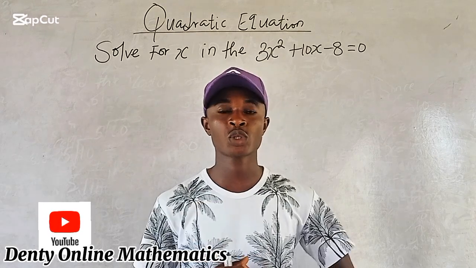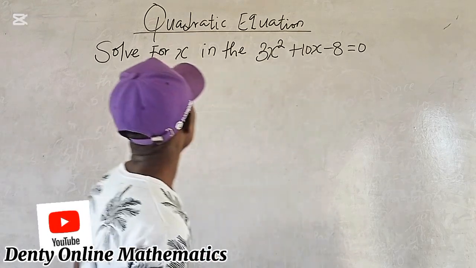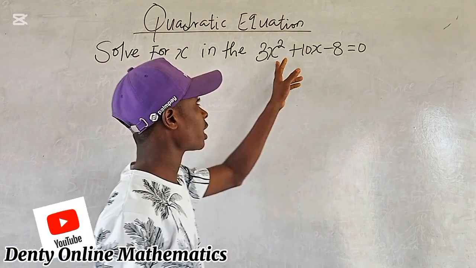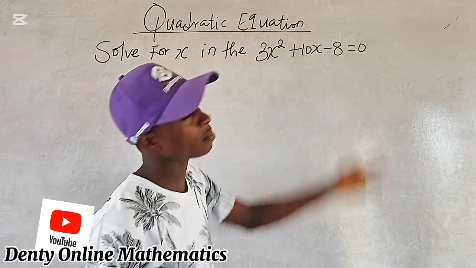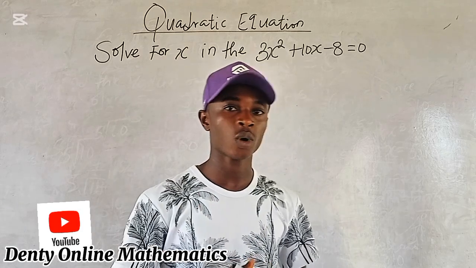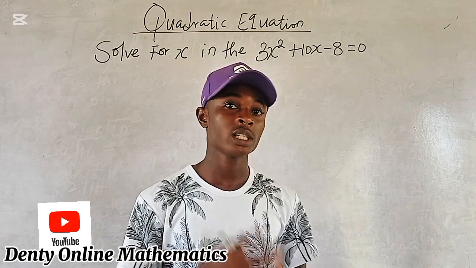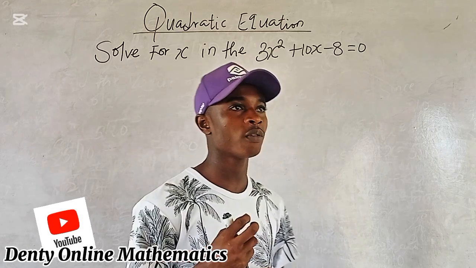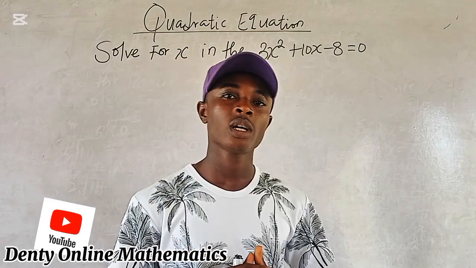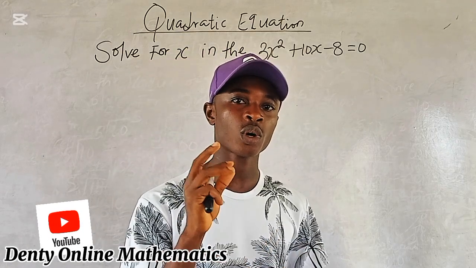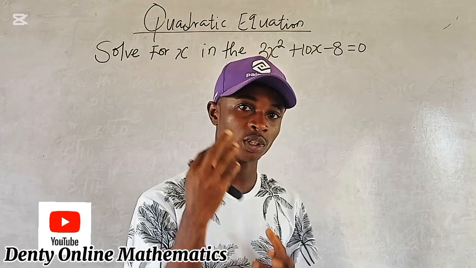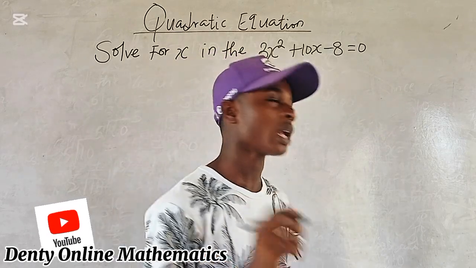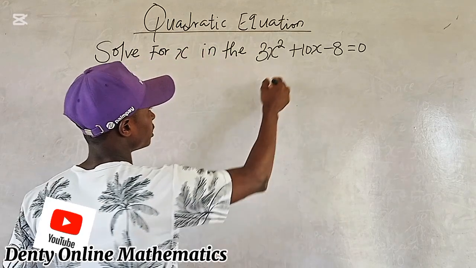Now let's look at what we have here on the board. We have to solve for x in the equation 3x squared plus 10x minus 8 equals 0. Now this is a quadratic equation, and whenever you're asked to solve for the value of x, it means, in other words, you're asked to look for the solution to that equation. You get? So now let's get started.